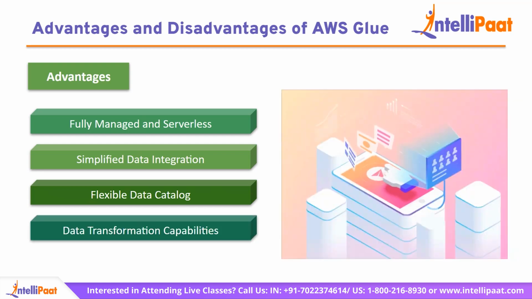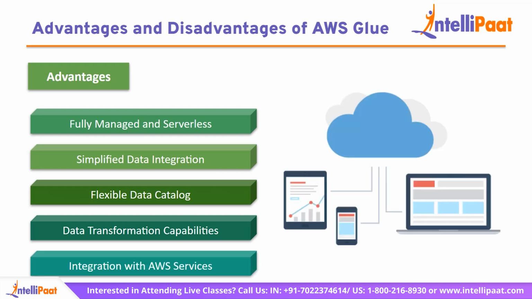The fourth advantage is data transformation capabilities. AWS Glue offers a wide range of built-in transformation operations that allow cleaning, filtering, aggregating, and enriching data during the ETL process. It supports complex data transformations and enables data quality improvements.